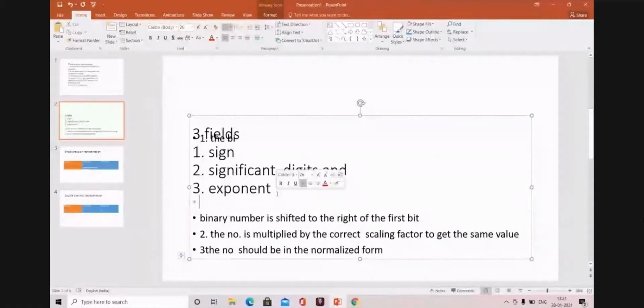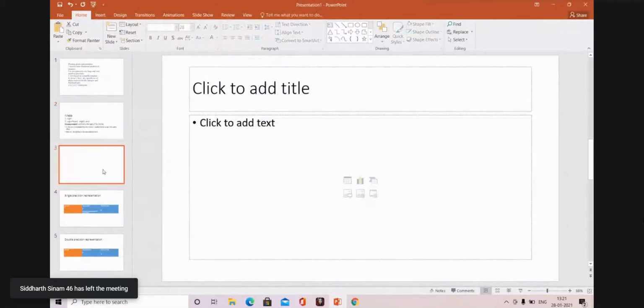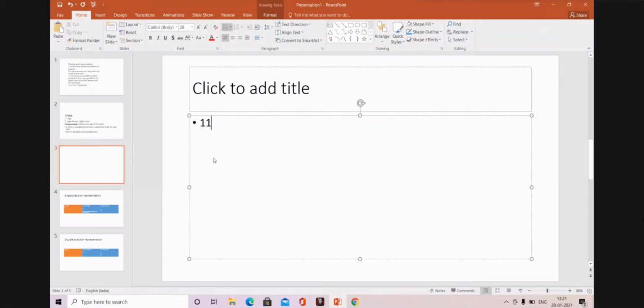So I'll just remove all this. Let me take one more example. All right, just the same example. 111101.10000110. All right, so these are the numbers that need to be represented in the floating point representation.